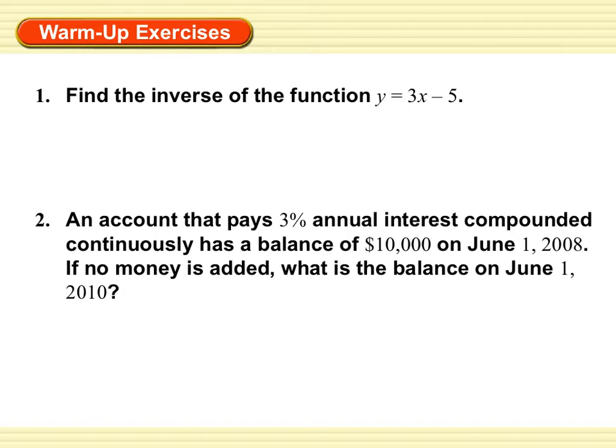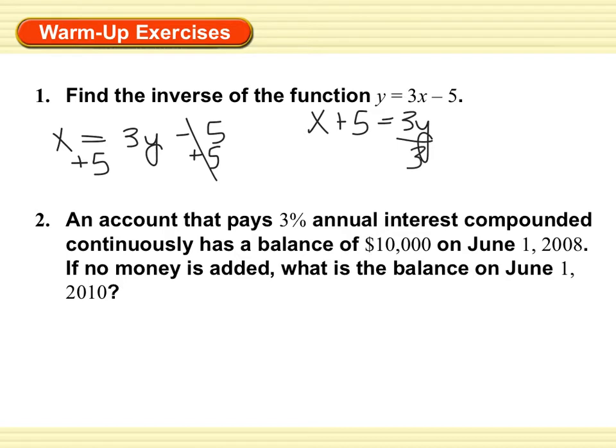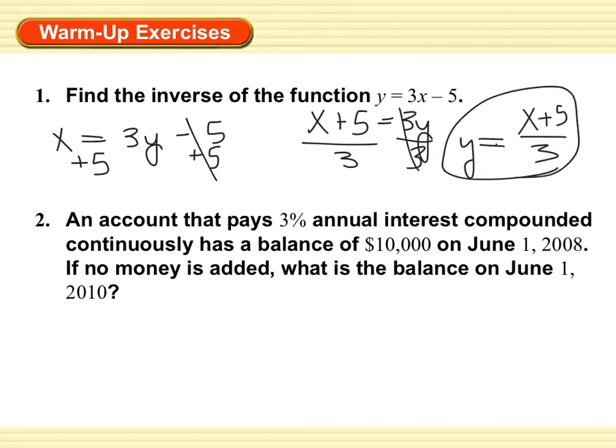Let's find the inverse of this function. We did this last chapter. If you remember, we switch out the x and the y and solve for y. So I'm going to add 5 to both sides. I get x plus 5 equals 3y, and then divide everything by 3. So y equals x plus 5 over 3. There you go.